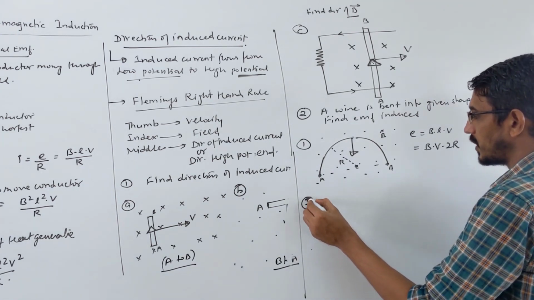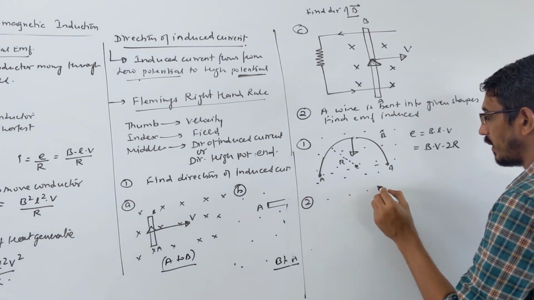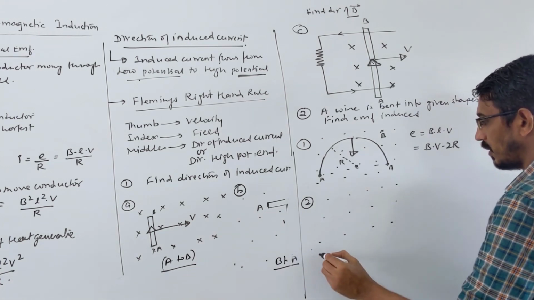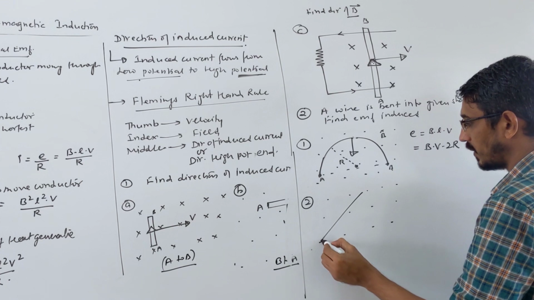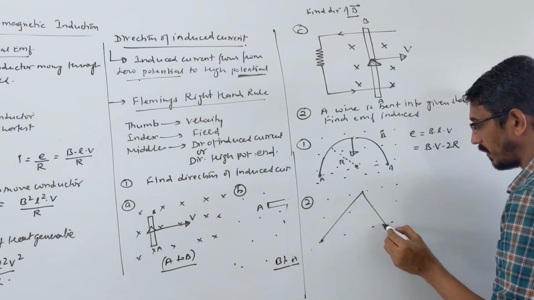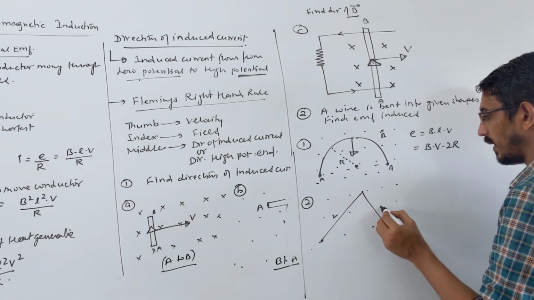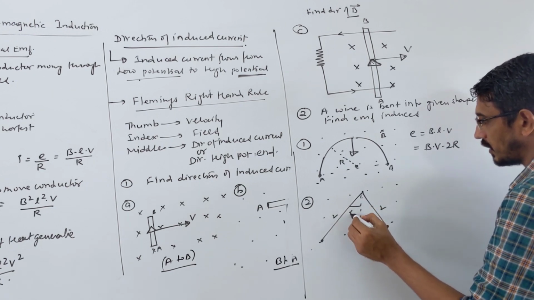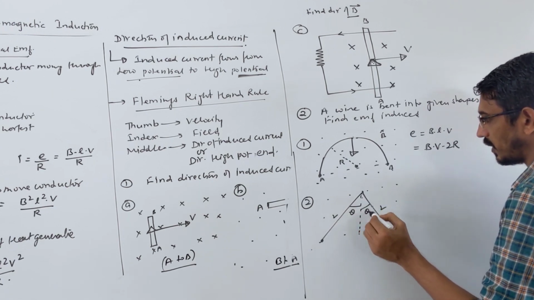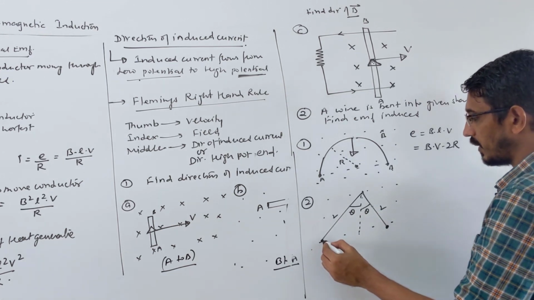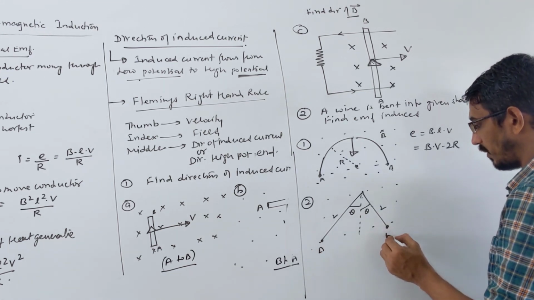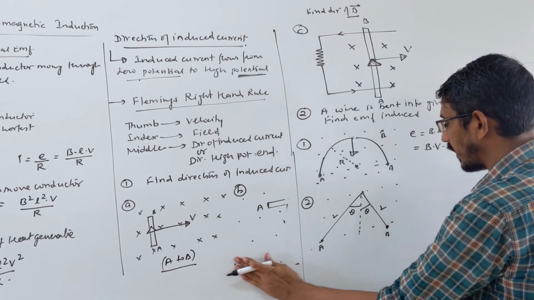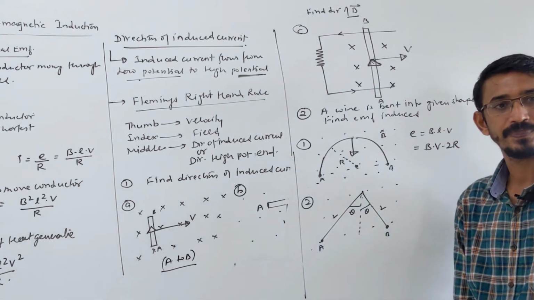Suppose I draw the same picture this way. Some field is there and I put a wire of this shape, like this one, an angled shape, that length L, that length L, and they are making an angle of what? This is theta and that's also theta, or the angle may be different also, okay. This is end A and this end is B. Now I am asking what is the EMF induced here, okay.